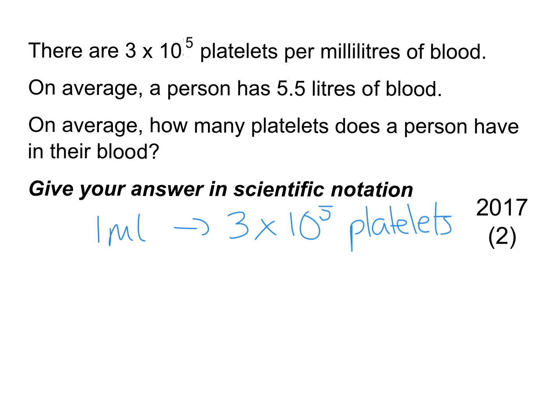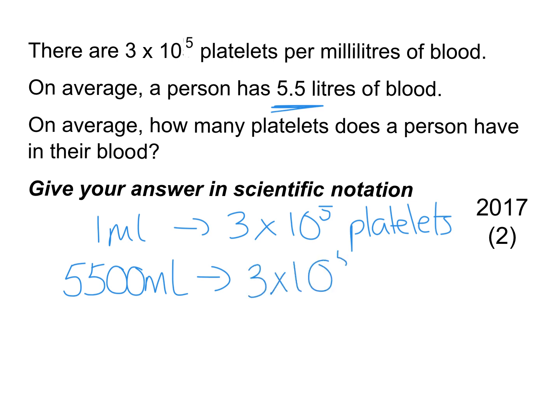We want to know what the human body has. Now, the human body is 5.5 litres. I'm going to change that into mils, which is 5,500 mils. That is what we are trying to find out. If you're going from 1 mil to 5,500, you're timesing by 5,500. So the sum we had to do for this question was 3 times 10 to the power 5 times 5,500.